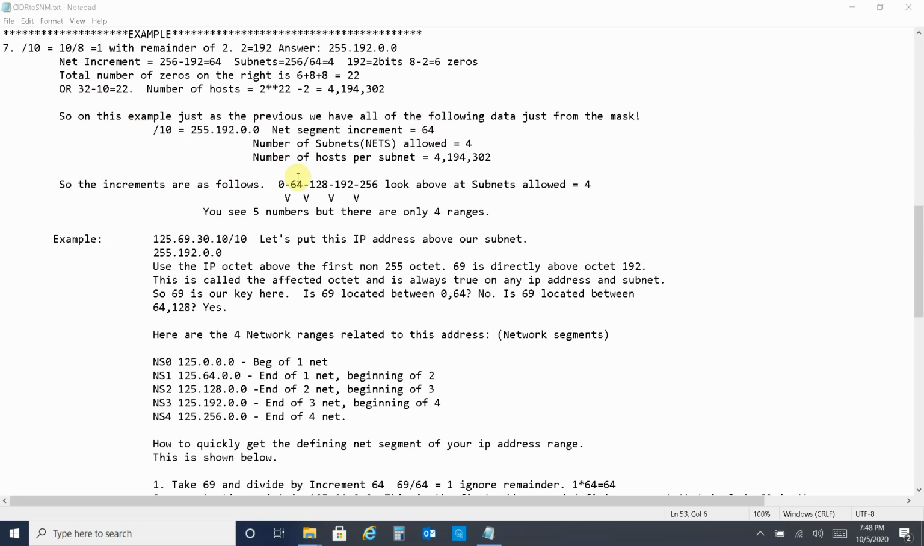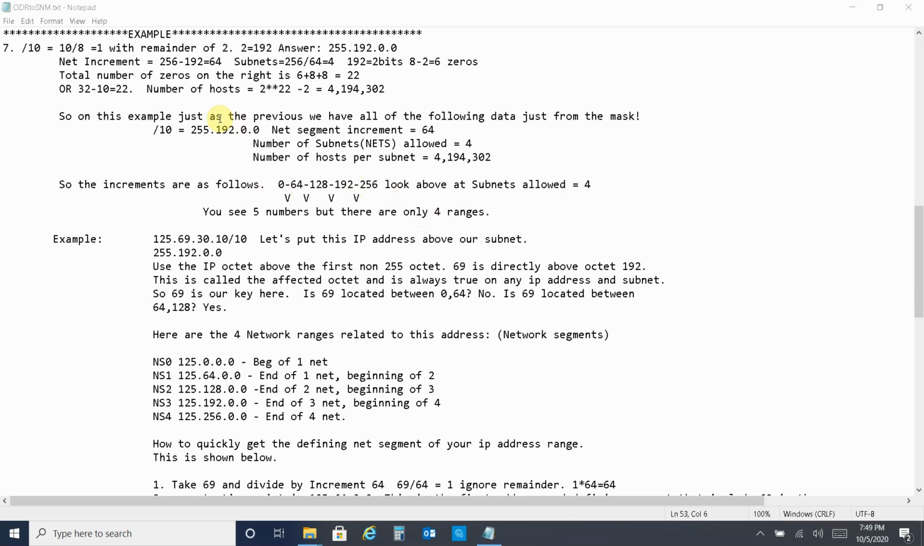You always want to start with 0. So this is just taking a look at this from this point of view. In other words, we'd have 0, 64, 128, 192, 256. We're only allowed 4 subnets. You see 5 numbers, but there's only 4 ranges. So in the test, don't let that mess you up. In other words, this is a range, 0 to 64. That's 1. 64 to 128 is 2. 128 to 192 is 3. 192 to 256 is 4. 4. It's not 5. It's because they're a range. Okay?